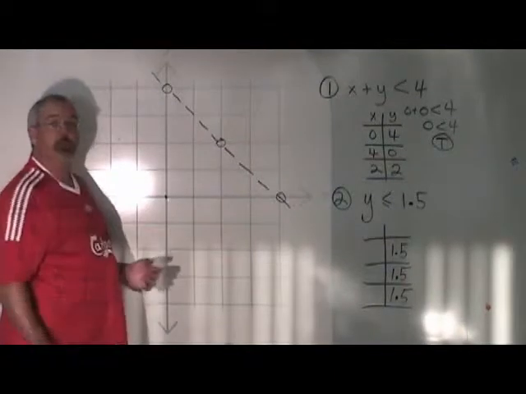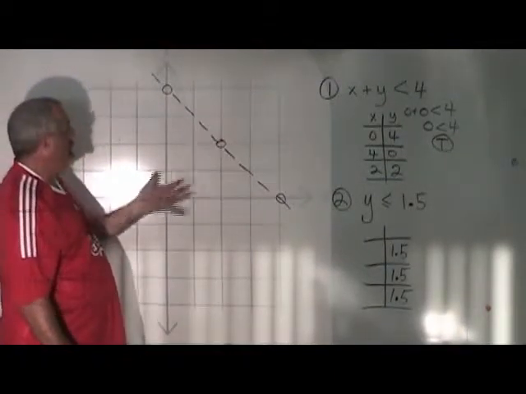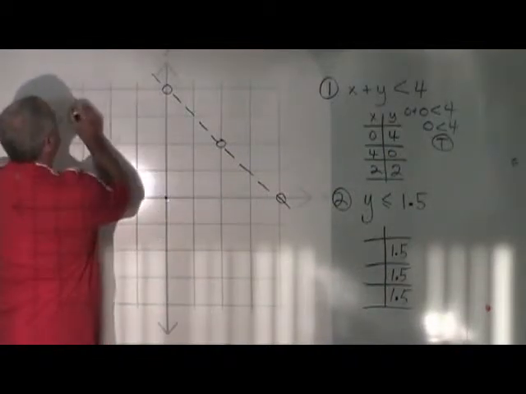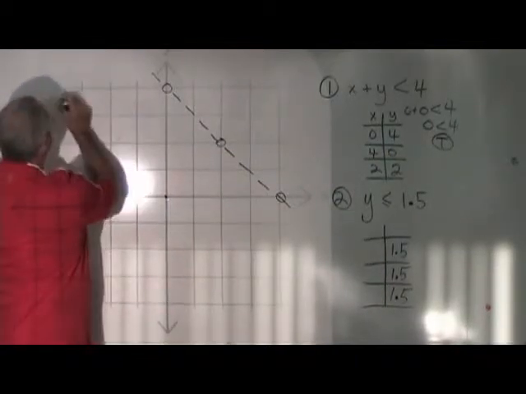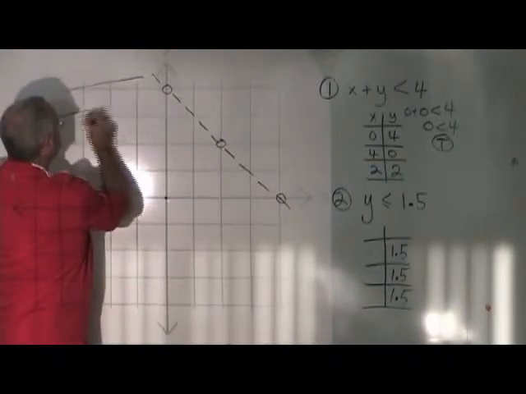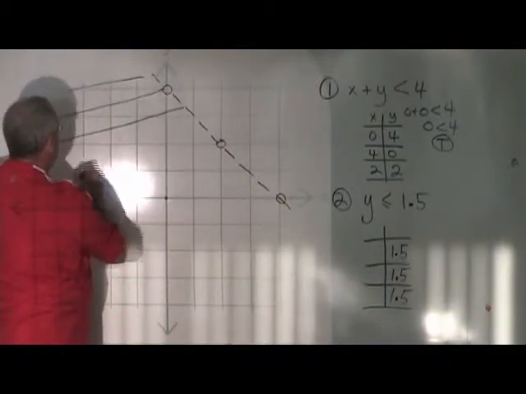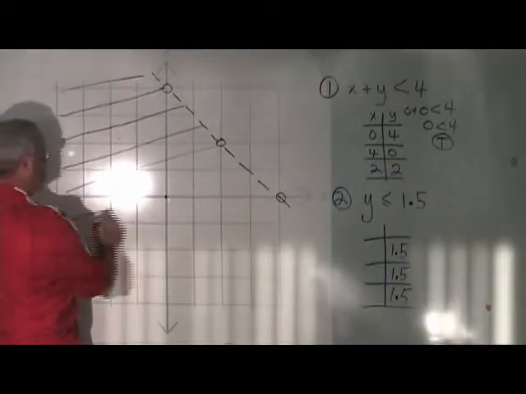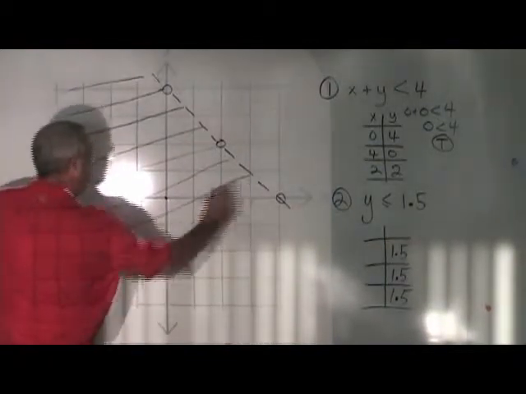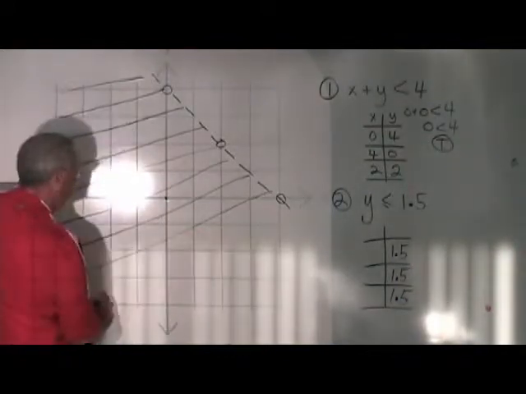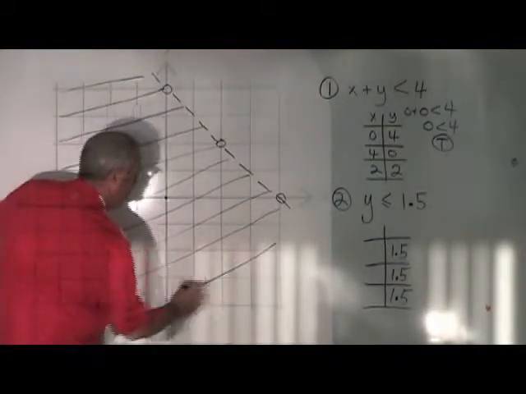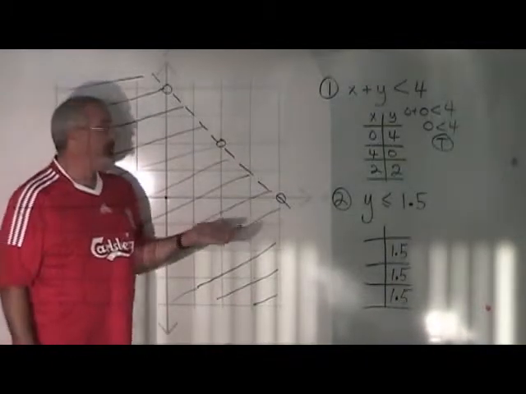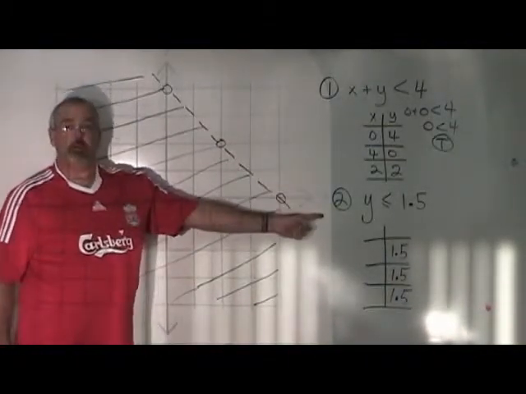This was the test point. So shading from my line towards this test point means I'm shading down and to the left this time. I choose a direction for my shading, and I shade from the line to the edge of the graph all the way through the coordinate plane. This is what it looks like. But now I have to graph my second inequality.